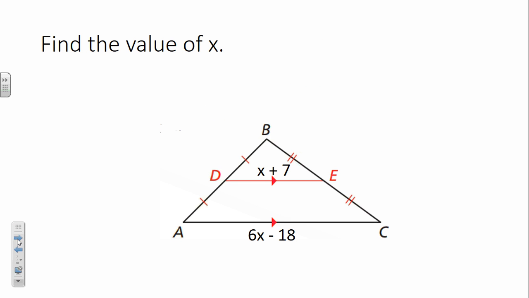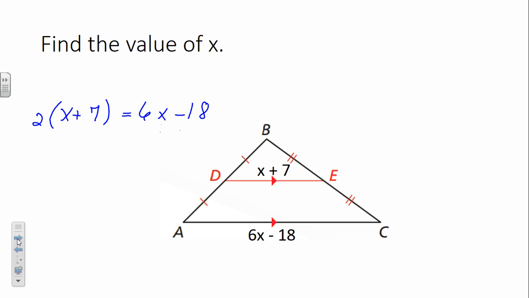Okay, here's the hardest problem that you'll have to do today. Okay? This is what everybody wants to say: x plus 7 equals 6x minus 18. But is this as long as this one? No. What do we have to do? We have to take x plus 7 times 2 so that we can make them equal. We can do that, right?